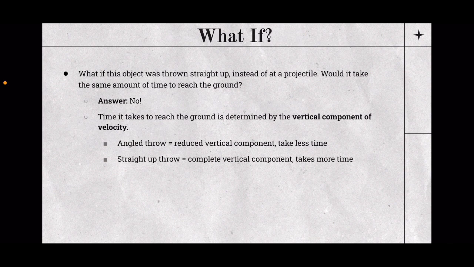And lastly, for our what if, we asked the question, what if this object was thrown straight up instead of as a projectile? Would it take the same amount of time to reach the ground? The answer is no. The time it takes the object to reach the ground is determined specifically by the vertical component of its velocity. When the object is thrown at an angle, it has a reduced vertical component, which means that it takes less time to reach the ground. But when the object is thrown straight up, it's completely vertical, which means it takes more time for it to reach the ground.